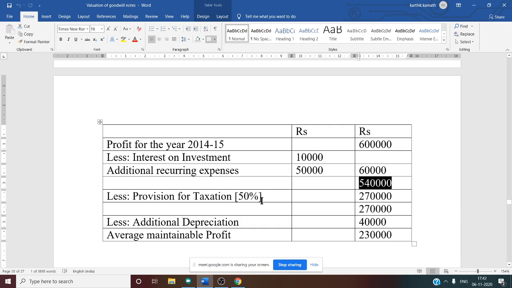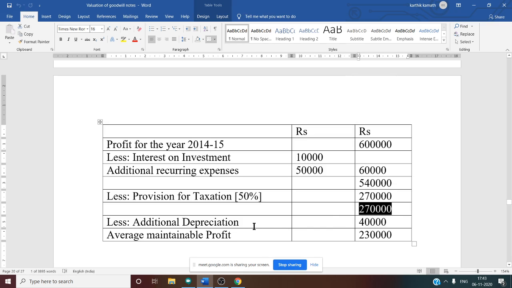After getting the remaining balance, you need to deduct tax. Why? Because this 5 lakh 40,000 is a profit before tax. We want profit after tax. So provision for taxation rate is given 50%. So less 50% on 5 lakh 40,000. If you do, you will get half of the amount, 2 lakh 70,000. So remaining balance, of course, is the same, 2 lakh 70,000.